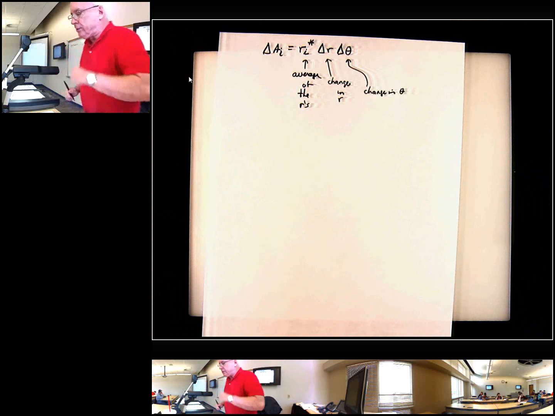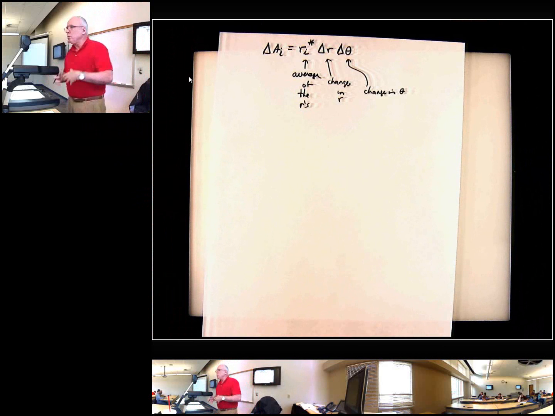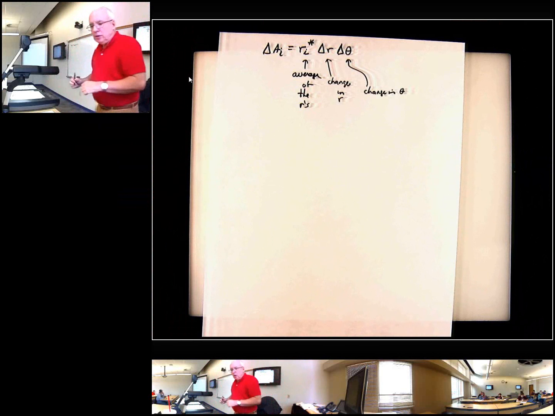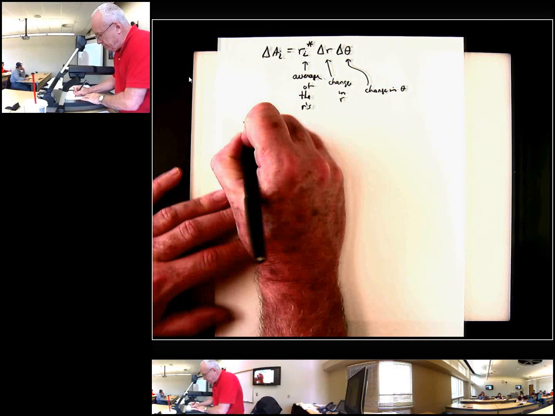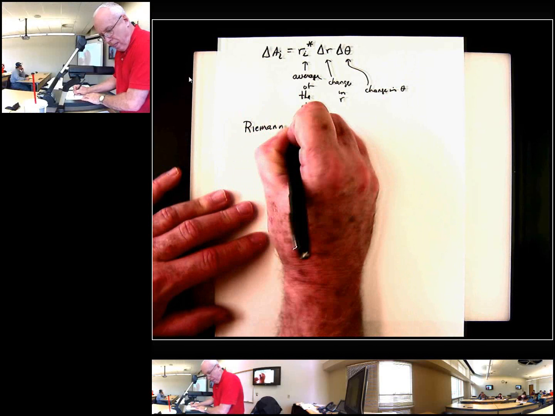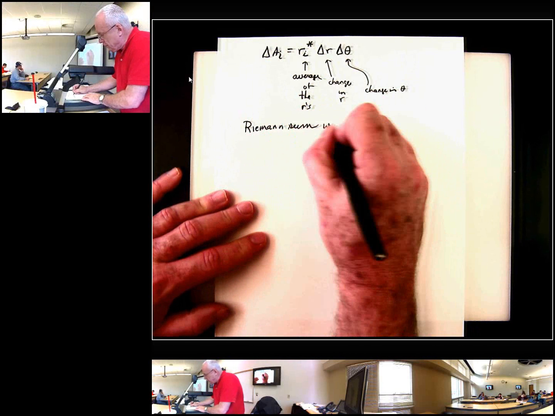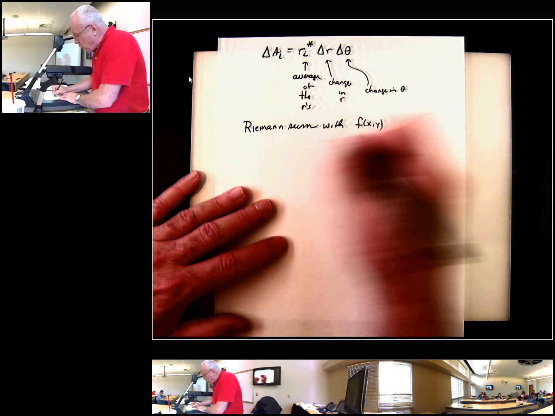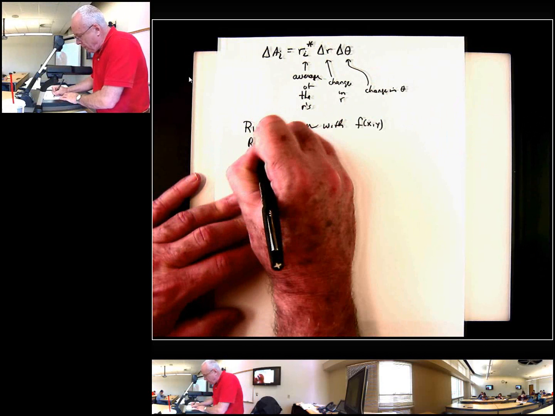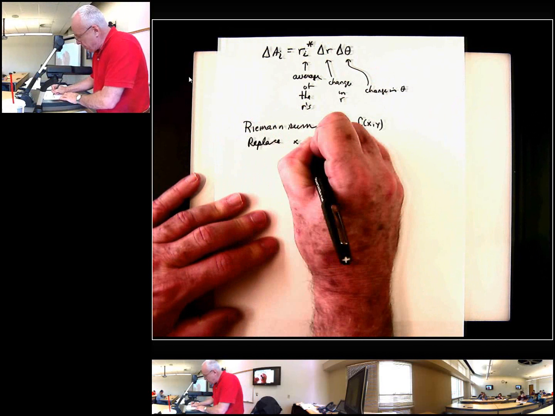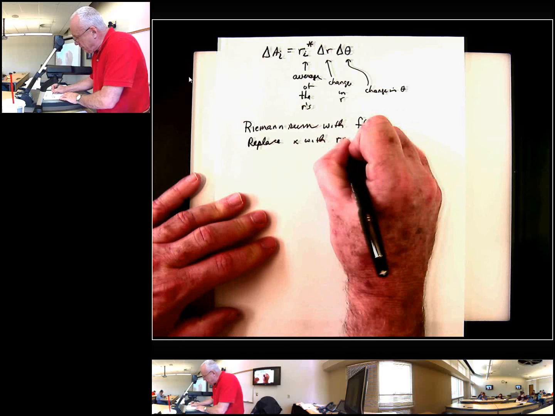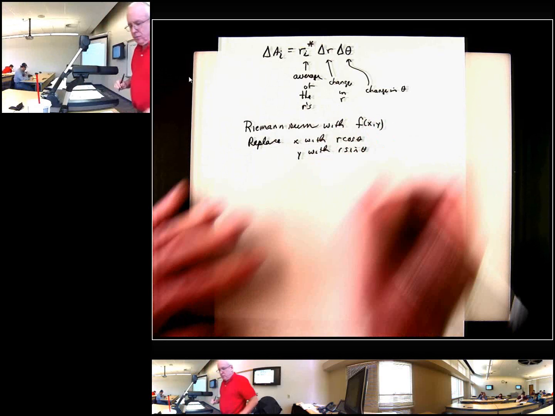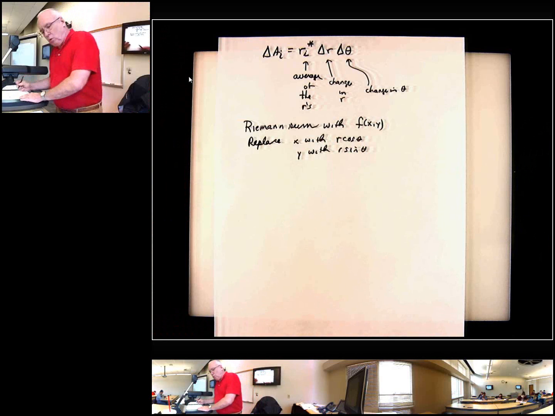What we're going to do next is that what's called the Riemann sum, where we're going to add up, we're going to want to integrate over all these small areas. So we do that Riemann sum with our function that we're trying to integrate, f(x, y). And we want to replace x with r cosine of theta, and we want to replace y with r sine of theta, because we want to be using polar coordinates.